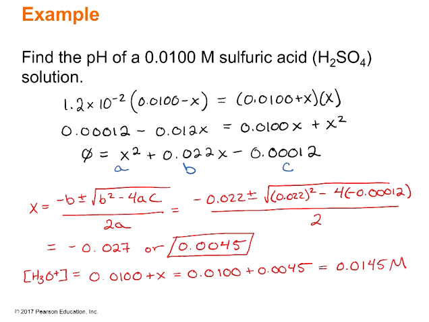So now we can finally calculate the pH of this solution. So we're going to take the negative log of the concentration of hydronium ions, and we should get a value of 1.84. So that does make sense. Sulfuric acid, we know, is a very strong acid, so we should have a pretty low pH. So that does line up.